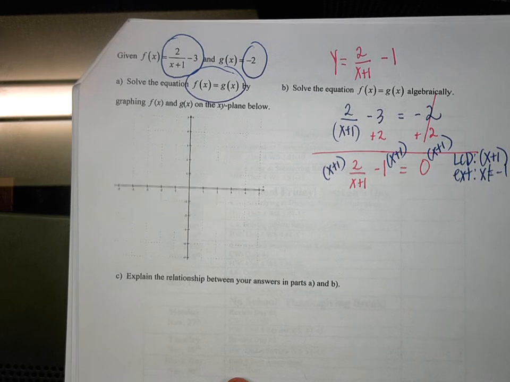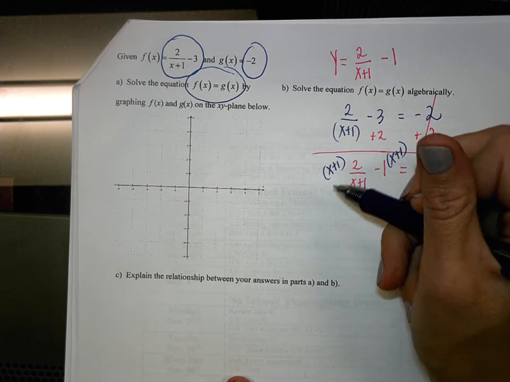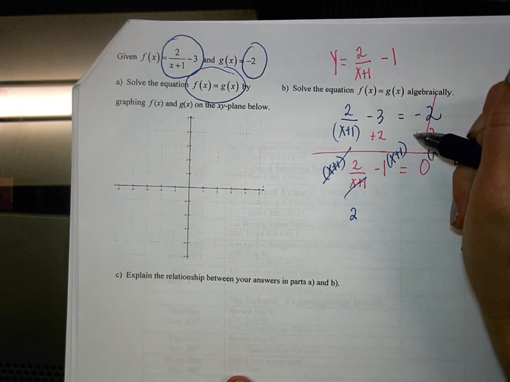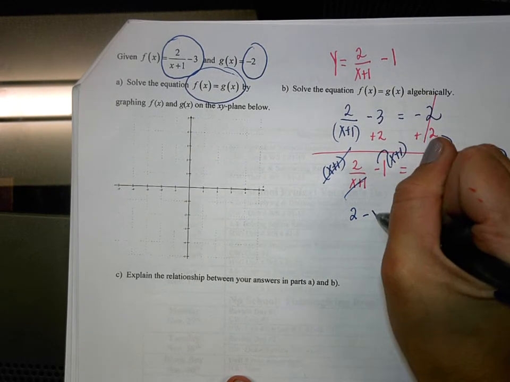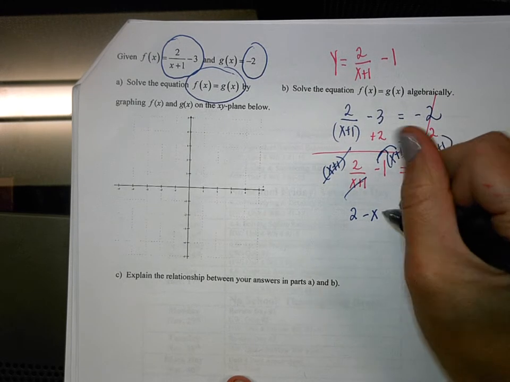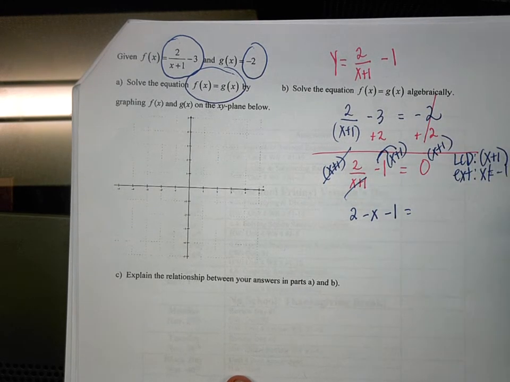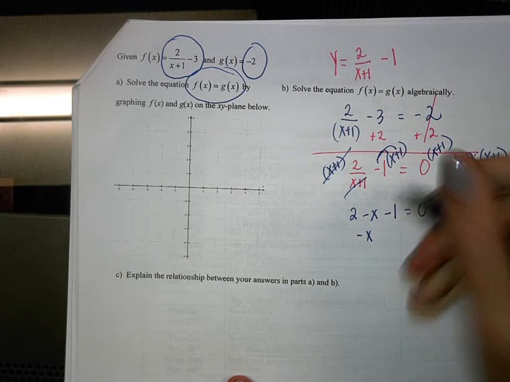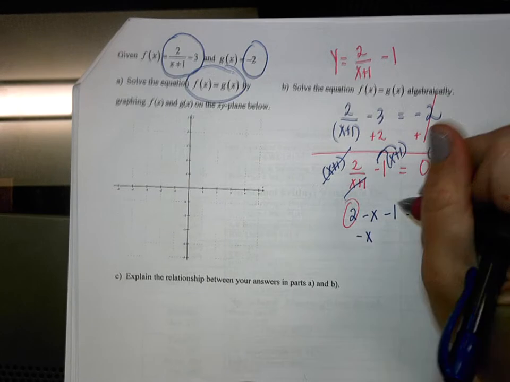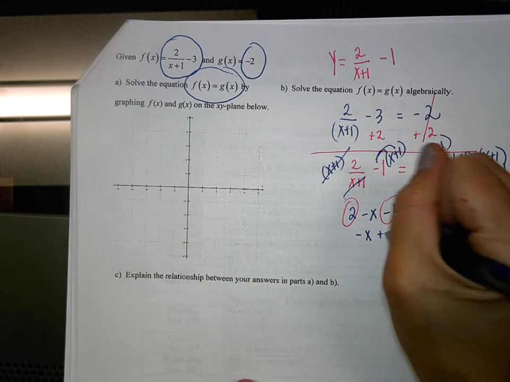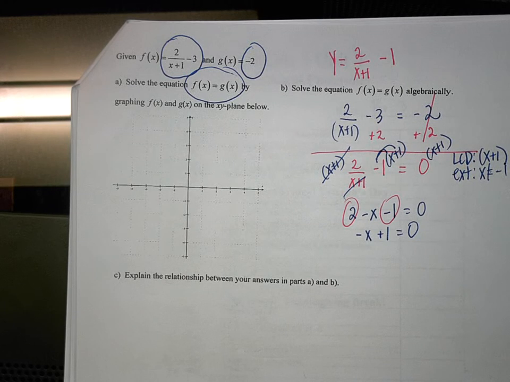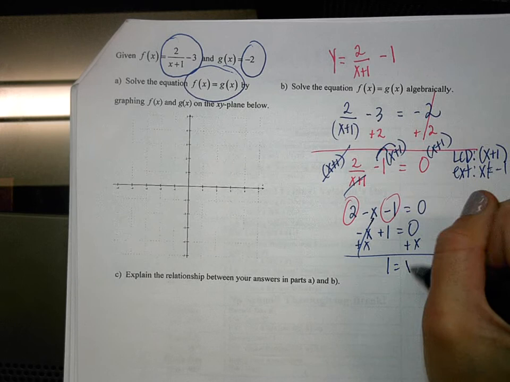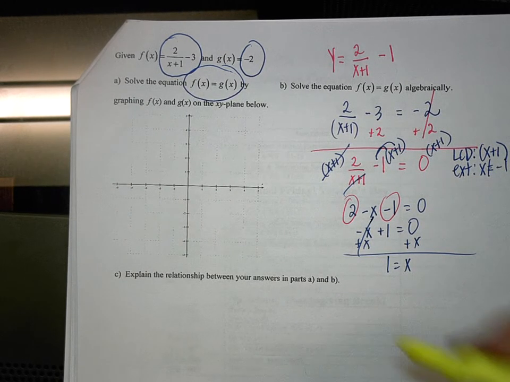Multiply every term by x plus 1. What happens here? Cancels out. We get 2. Are you guys okay with me distributing this right here? Yeah. Negative 1 times x is? Negative x. Negative 1 times 1 is? Negative 1. And 0 times anything is? 0. Combine our like terms. We have negative x. And my like terms would be 2 and negative 1, which ends up making a 1. And then it's up to you on what you do. I would go ahead and just add x to both sides to make x positive, and I get 1 equals x. So my solution, the answer to this, is that x equals 1.